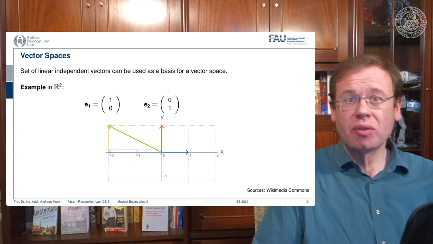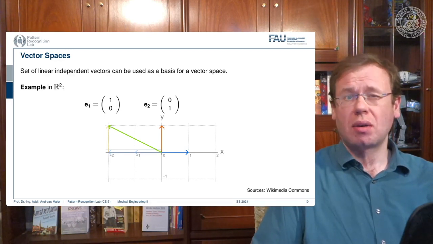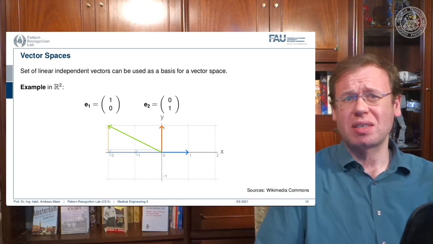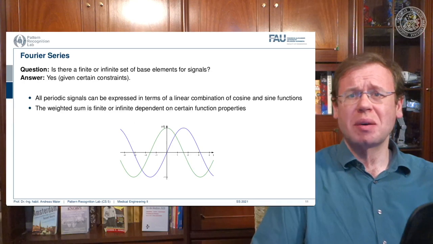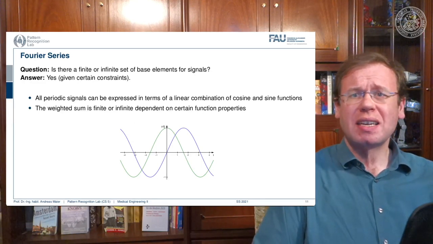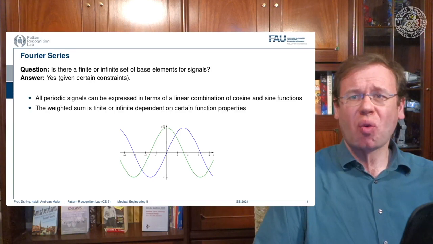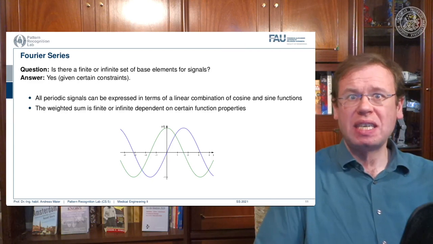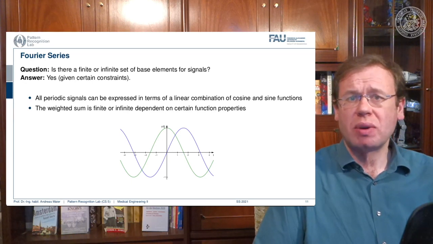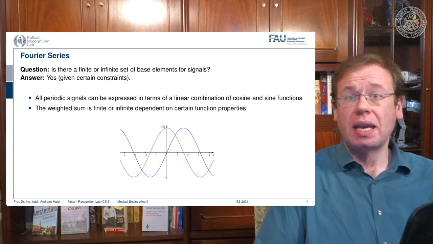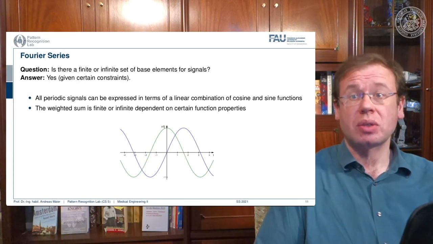So the idea of the Fourier series is now to expand this concept to function spaces. So this is a kind of abstract concept, isn't it? Well, let's look into some example. So we want to have some kind of basis for signals. And now signals are functions. Yeah? It's some f of t. So it's dependent on some time t. And we want to be able to express this function somehow with a kind of basis. And now the question is, is this possible at all? And the answer is yes, given some certain constraints.